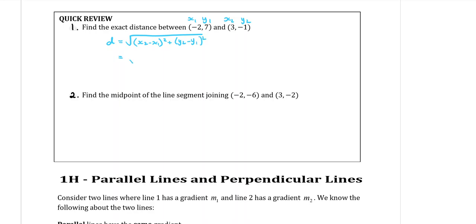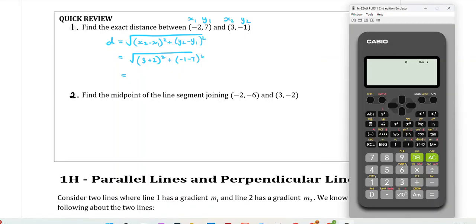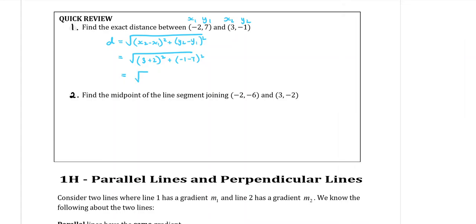Subbing into the formula, we have big square root, x2 is 3, minus -2, so plus 2 squared, plus y2 is -1, minus 7, close bracket squared. Then to find the exact distance, when you put this in your calculator, ignore the square root sign and just type in the brackets underneath. So 3 plus 2 bracket squared plus -1 minus 7 close bracket squared, and we get 89. So the answer is square root of 89.